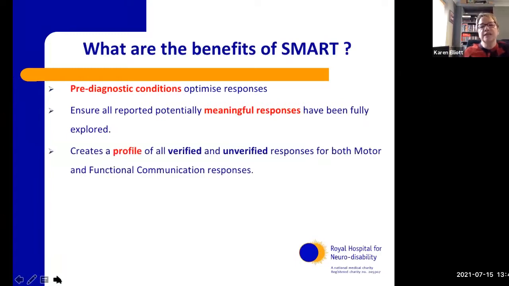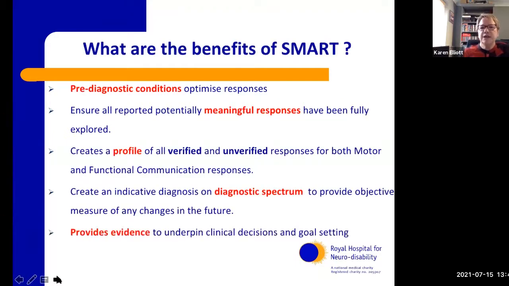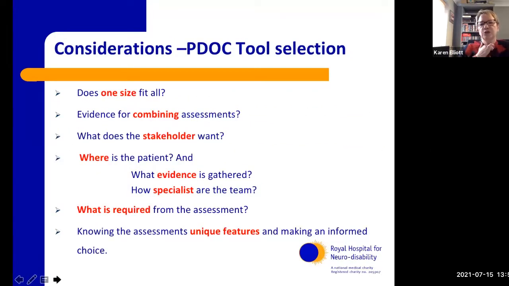So benefits of SMART. It's about having the pre-diagnostic information, meaningful responses, creating a profile, understanding the verified and unverified responses, giving placement on the diagnostic spectrum so that you're very clear where that client is, and providing evidence which will then underpin the clinical decisions, whether that's in best interest meetings or in the Court of Protection, and also underpinning goal setting so that it's very clear what the focus of the next stage of intervention is with that particular person.